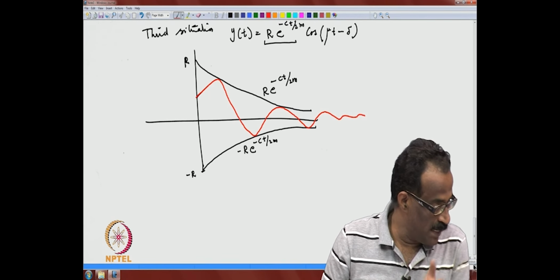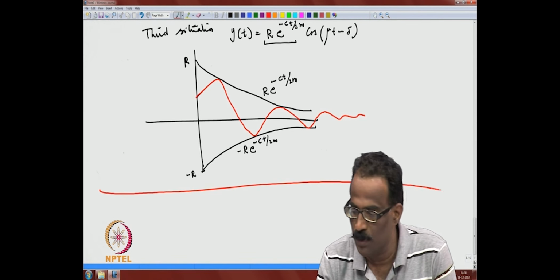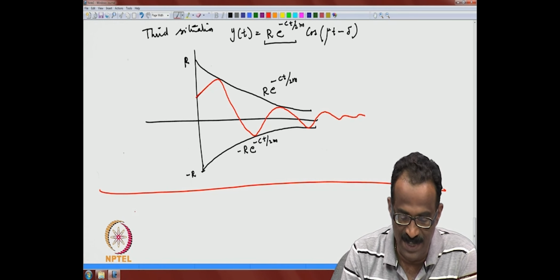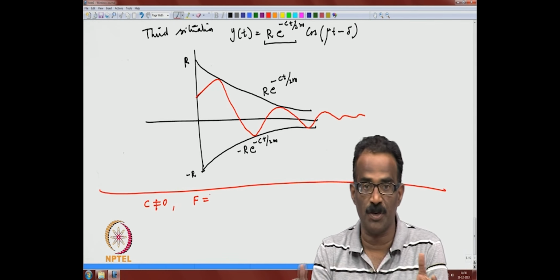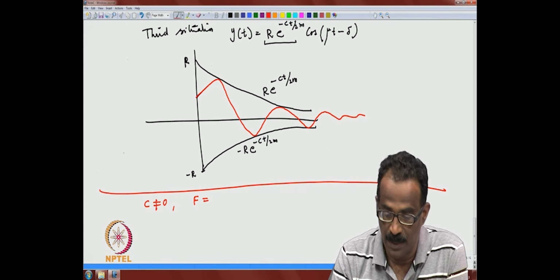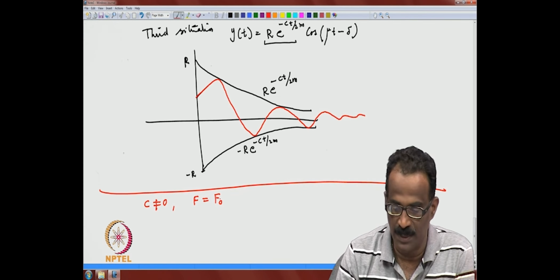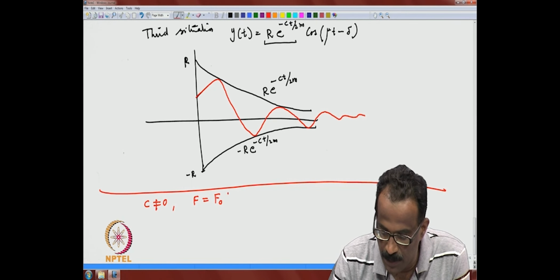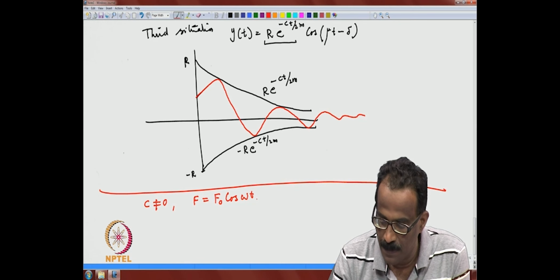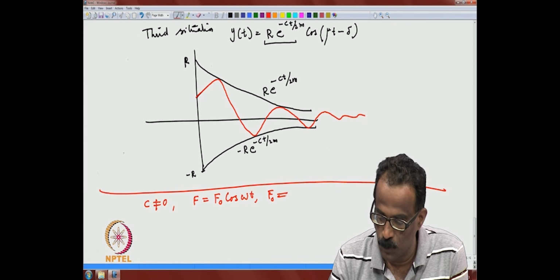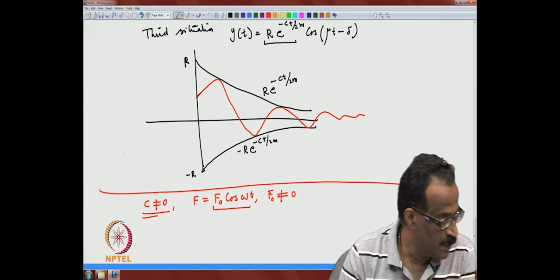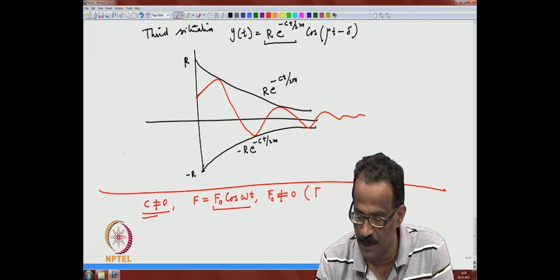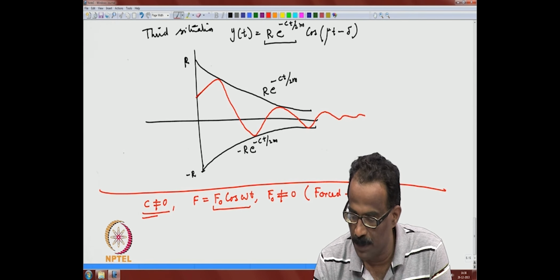Now, the final situation, which let me not do completely, but let me do the next case. Suppose c not equal to 0 and f not equal to 0, but I do not want to take an arbitrary f, it is an input function. Let me try with f naught equal to cos omega naught t, with f naught not equal to 0. So you have an external frequency coming here, and then a damping is provided. This is called forced damped vibrations.